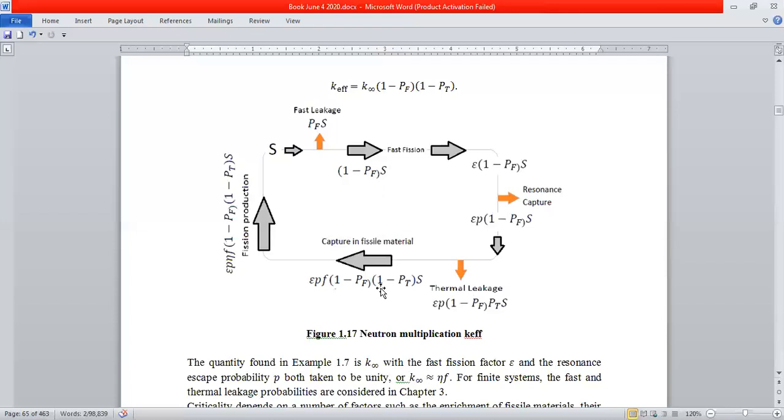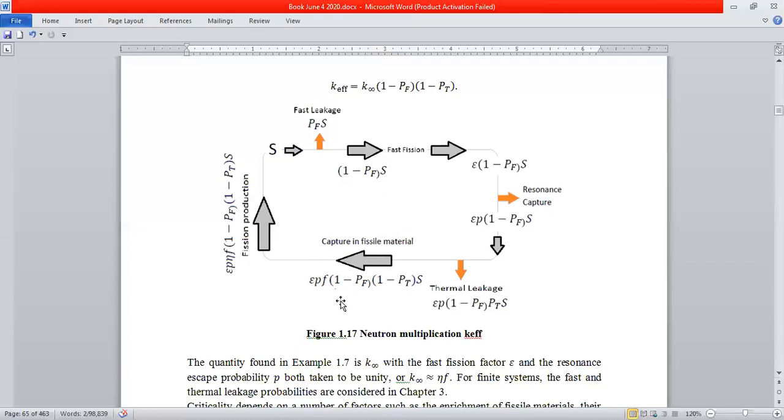Now, if these undergo fission, first of all, there's so much material lying there. Everything is not uranium. There's some water, there's some steel structure. So the first thing you want to know is how many got captured in the fissile material. Let's say that's small f, the thermal utilization we call it.